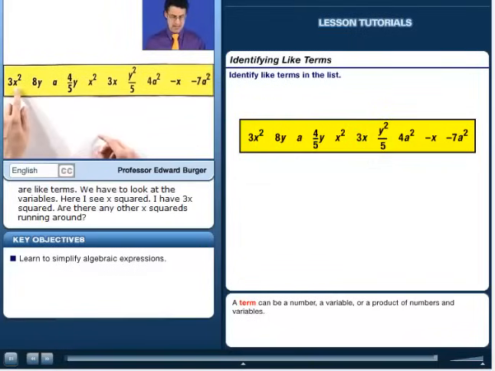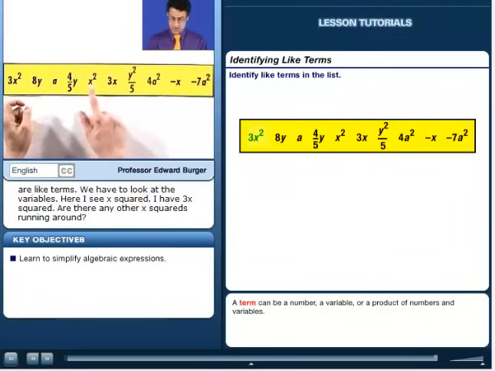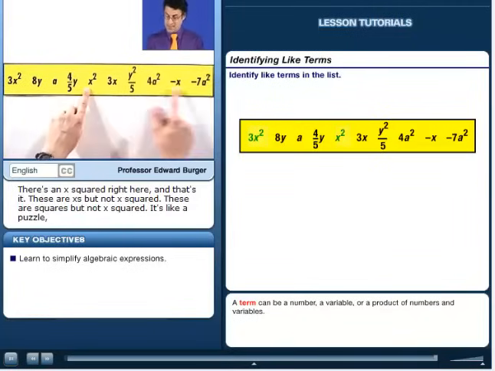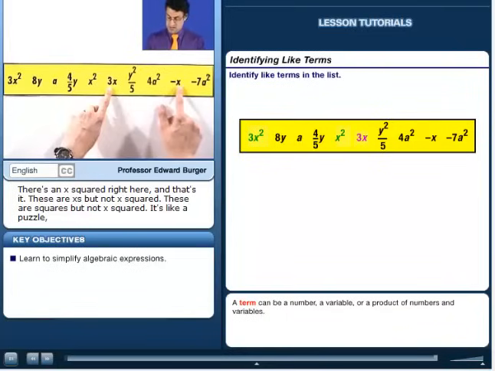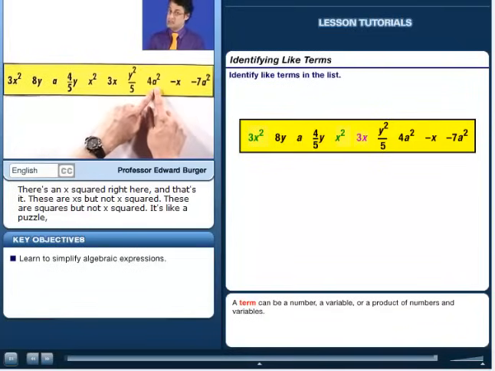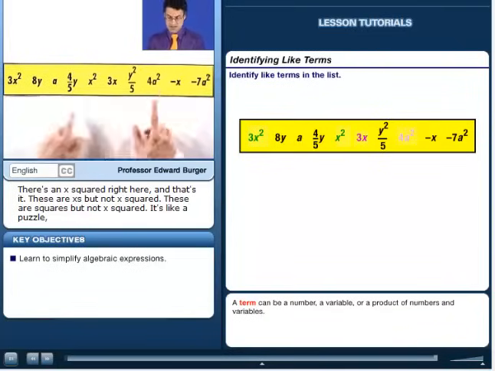So here I see x squareds. I have 3 x squareds. Are there any other x squareds running around? Well, there's an x squared right here, and that's it. These are just x's. They're not x squareds. And these are squares, but they're not x squareds. They're a squareds. So it's almost like a puzzle.